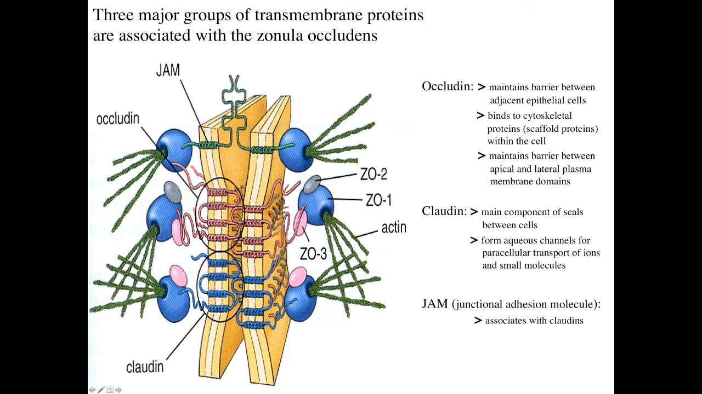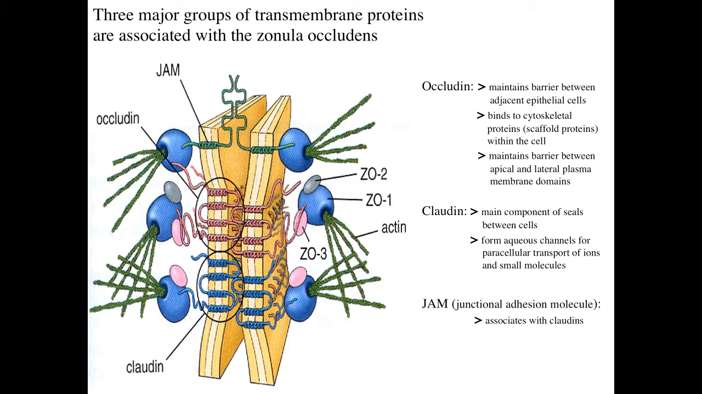They're actually causing the membranes to fuse, to come together. So the major types of proteins: there are proteins called occludens, and occludens maintain the barrier between adjacent epithelial cells. They bind to cytoskeletal or scaffold proteins within the cell. They maintain the barrier between apical and lateral plasma membrane domains. Claudins maintain seals between adjacent cells.